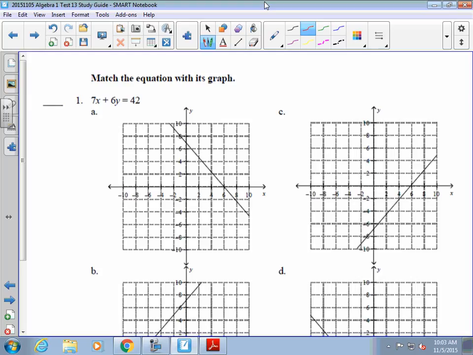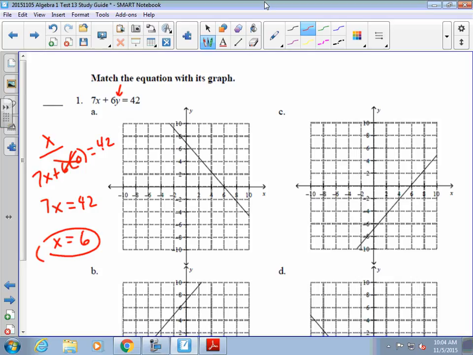Okay, you have to pick the correct graphs from 7x plus 6y is equal to 42. If you look for the x-intercept, you plug in 0 for the y. So you have 7x plus 6 times 0 is equal to 42. Anything times 0 eliminates that part of the problem, and you have something that says 7x is equal to 42. When you divide by 7 on both sides, your x-intercept is 6.